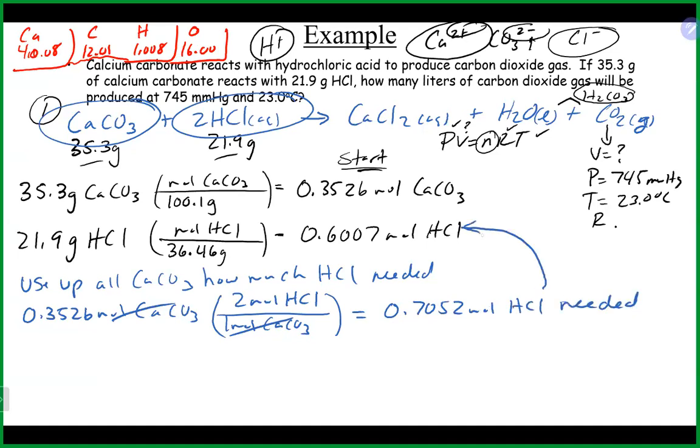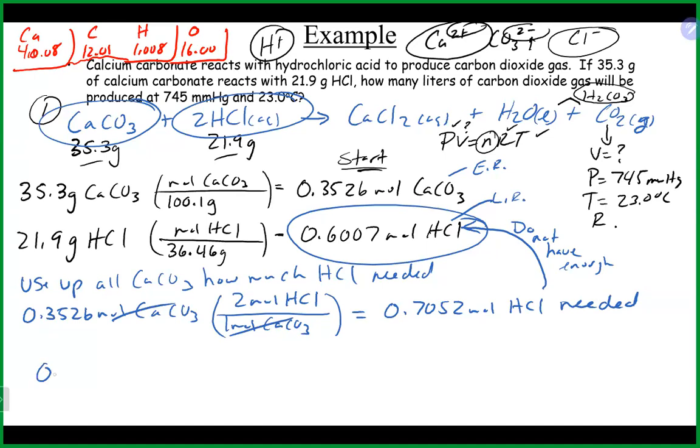I want to compare that to my starting amount. Do I have enough? I do not have enough of the HCl, which means that is my limiting reagent, right? So I do not have enough. That means this guy is my limiting reagent, and this one is my excess reagent. Remember, we have to do that to figure out how much product we're going to produce. So now that we know that that guy is our limiting reagent, that will determine how much product and how many moles.